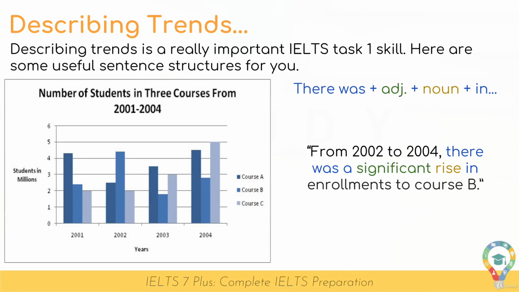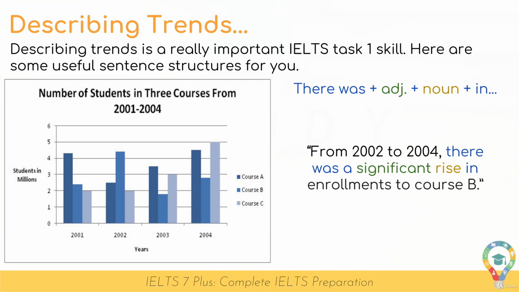Apart from making comparisons, you will also need to describe trends, especially when it comes to charts and graphs. Here's a sentence structure that is super useful for you when describing trends. The structure here is there was plus an adjective and a noun, then in. Now, of course, for the adjective and noun, you can use a number of synonyms, but I'll show you a few examples now. From 2002 to 2004, there was a significant rise in enrolments to course B.